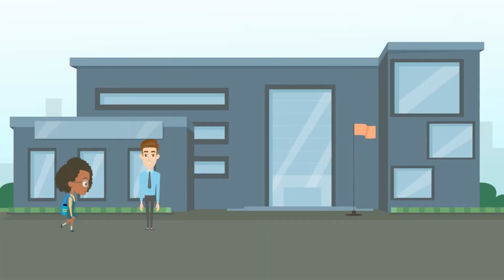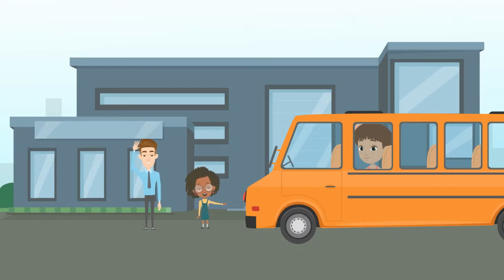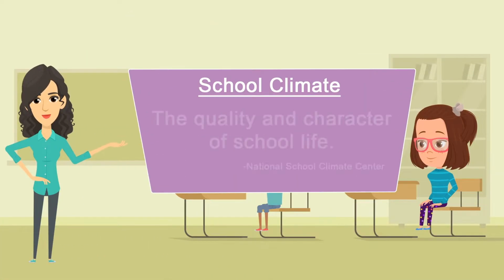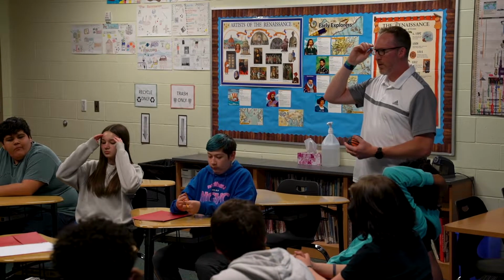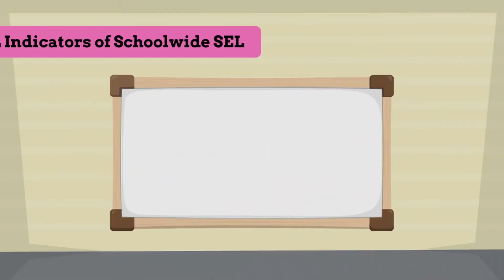One of the most powerful practices in the implementation of social and emotional learning is the cultivation of a supportive school and classroom climate. School climate is the quality and character of school life. When schools foster an environment where all students and adults feel safe, supported, and connected, students are more likely to develop the social and emotional competencies they need to be successful.